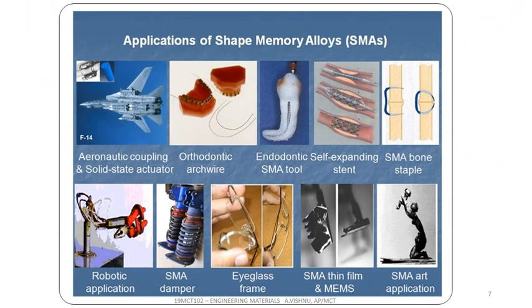These shape memory alloys are widely used in aeronautic coupling and solid state actuators, orthodontic arch wires, endodontic SMA tools, self-expanding stents, SMA bone staples, robotic applications, SMA dampers, eyeglass frames, thin films and MEMS components, etc.